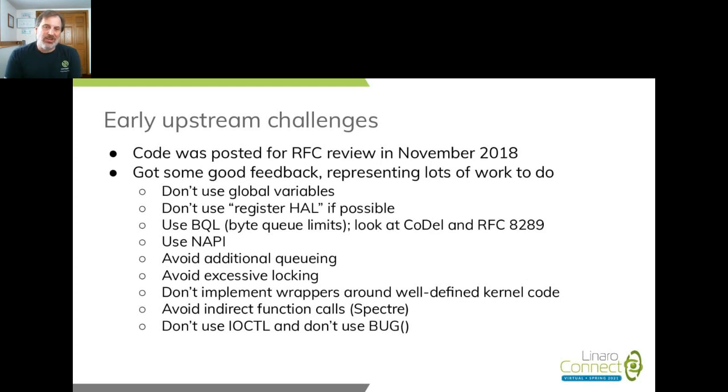There was a wrapper that provided a nice simple interface around doing a DMA allocation. Well, they said, don't do that, just use the DMA allocation code. There was a comment about avoiding indirect function calls because of the Spectre problem and how we have to address that. And don't use ioctl and don't use BUG. So these were, I say they're challenges.